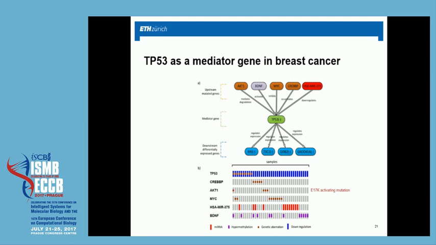So the idea is that these diverse mutational patterns that occur between the different patients all converge to the same consequence, namely TP53 being downregulated, and as a consequence, a whole part of the gene expression program being altered. So the way we see this method is really as explaining the mutational heterogeneity between patients and how they converge to the same or to similar phenotypes in terms of gene expression.